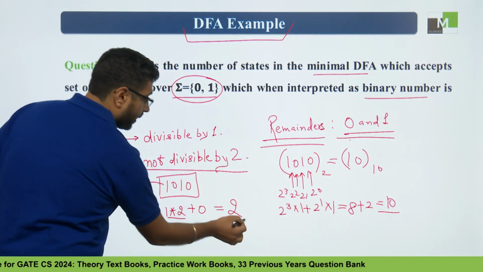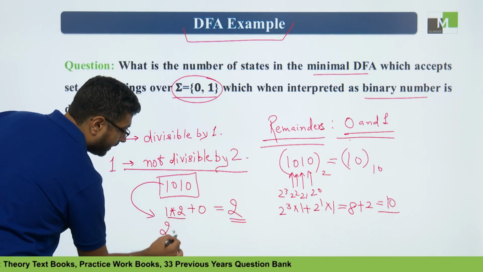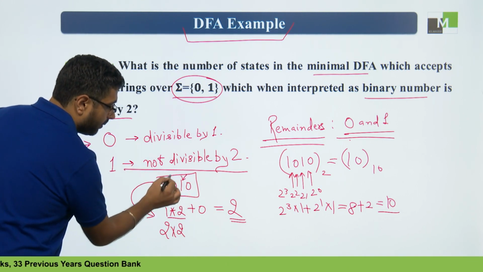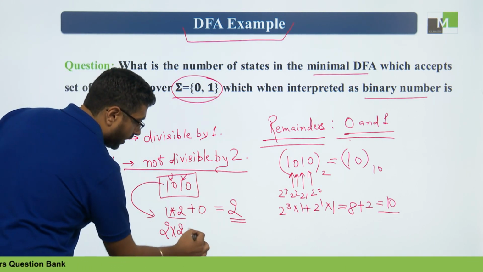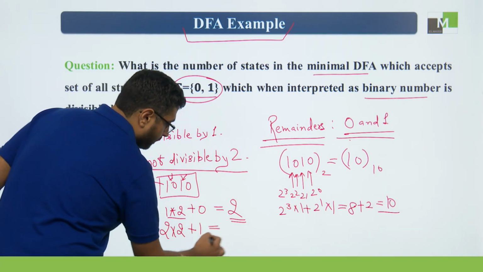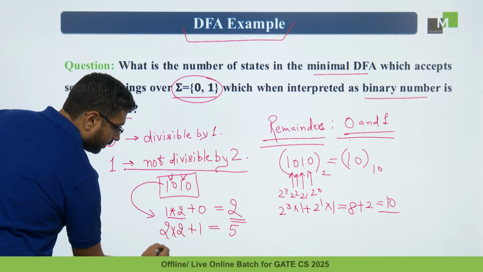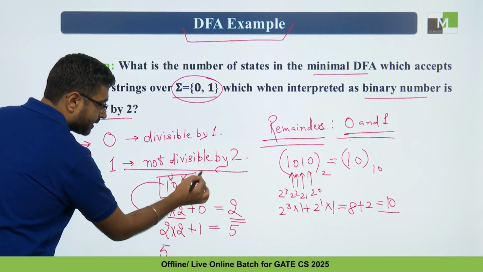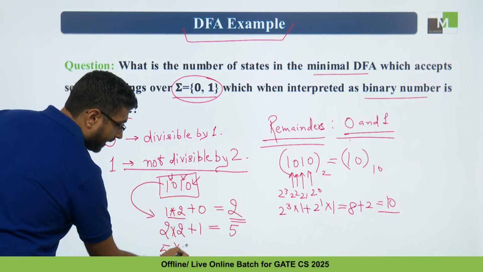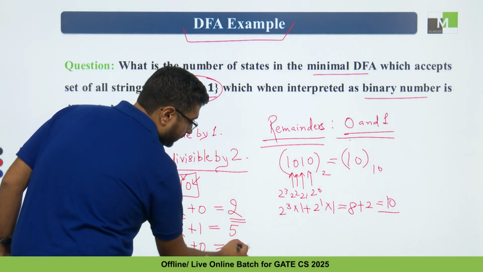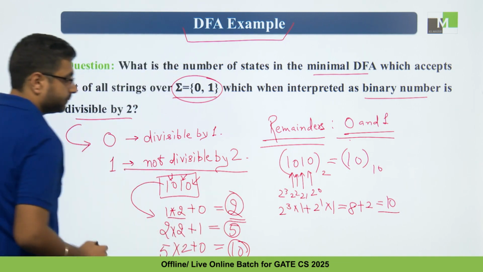After that, whatever we have got, we will again multiply it with 2, that is 4. Then we add the next number. We have already considered 0, the next number is 1, so that is 2 into 2, 4 plus 1 is 5. Then 5 multiplied by 2 plus the next number, we are going to get 10. So that way we are going to get 10.